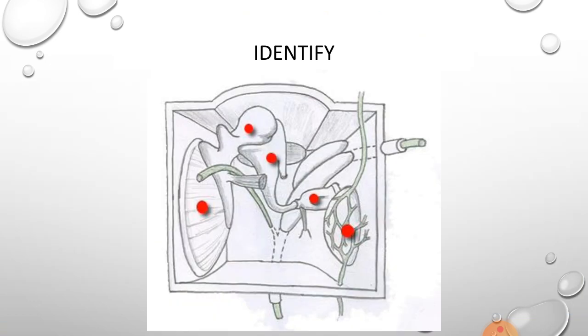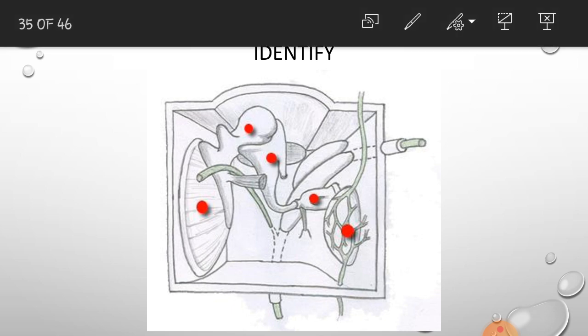Now in this diagram I just want you to revise the structures that we've already studied. So this is the tympanic membrane, this is the head of malleus, this is the body of incus, this is stapes, this is promontory or the tympanic plexus on the promontory made up by the glossopharyngeal nerves.